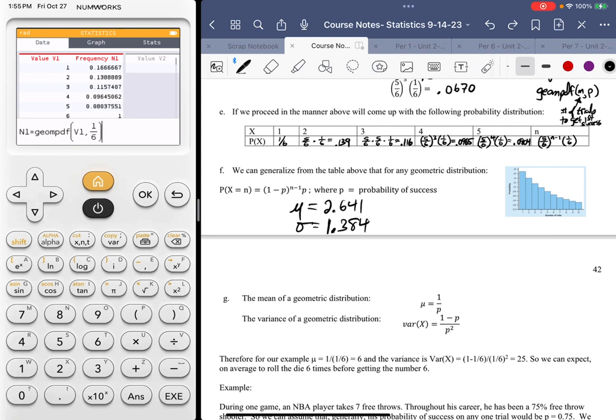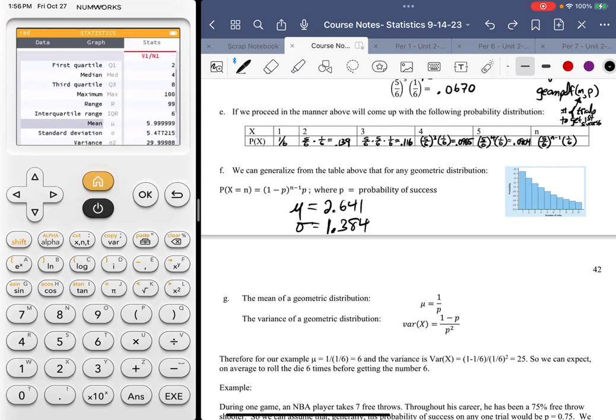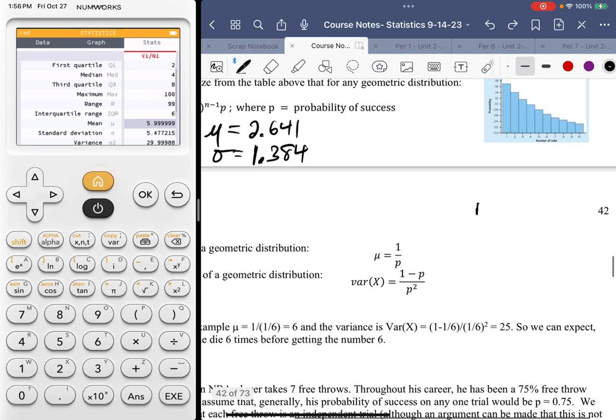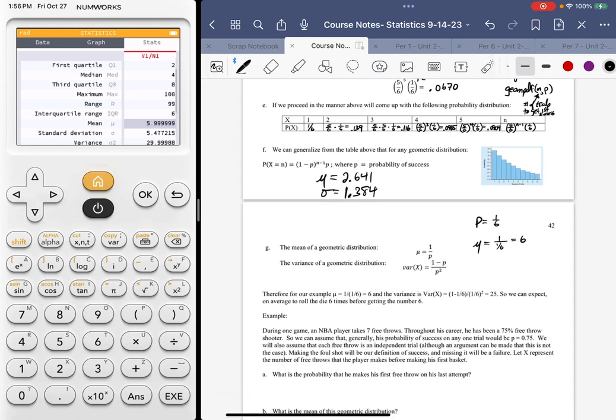V1, 16, hit OK. It'll fill my list. And then when I go to stats, you see my mean is practically 6. All right. And so if you think about it, the probability here was 1 over 6 in this scenario. Mu would then be 1 over 1 over 6, which is equal to 6. The variance is a little bit more challenging to come up with, so I won't bore you with that, but it does work. All right, the technique does work.